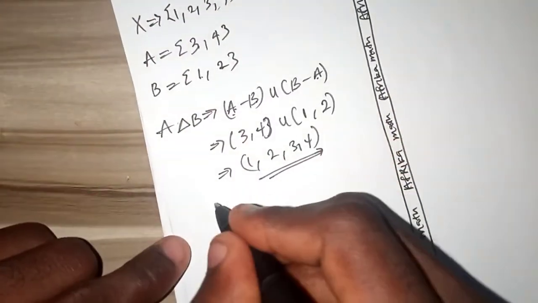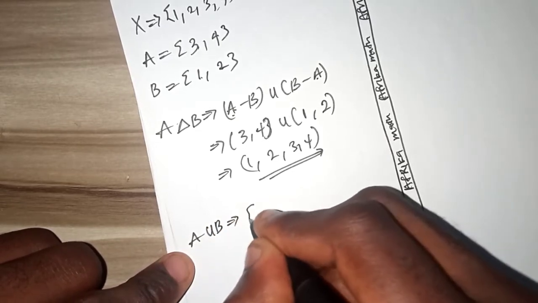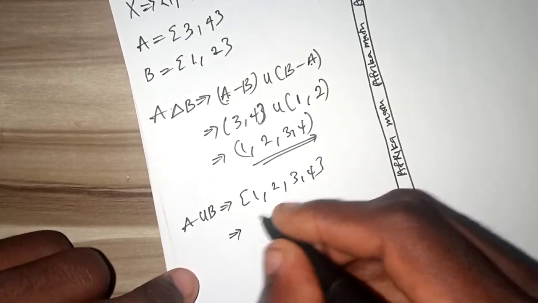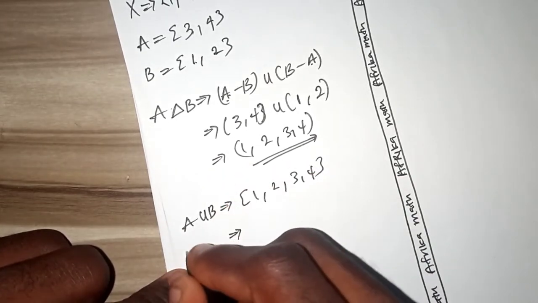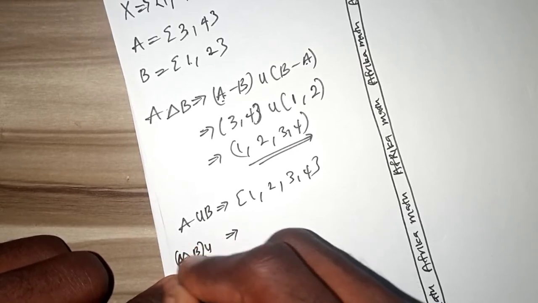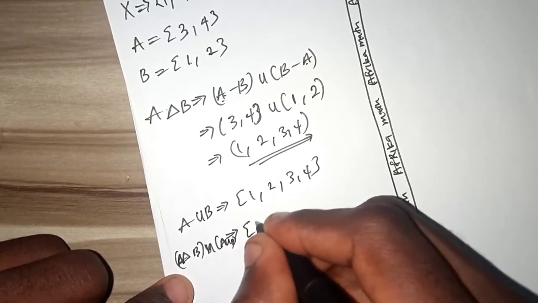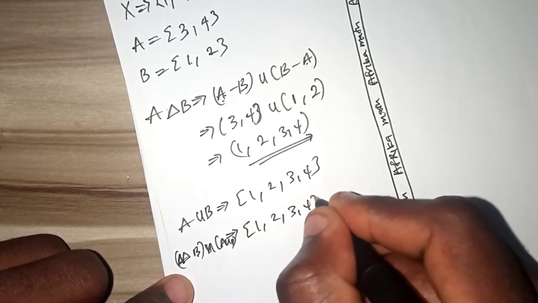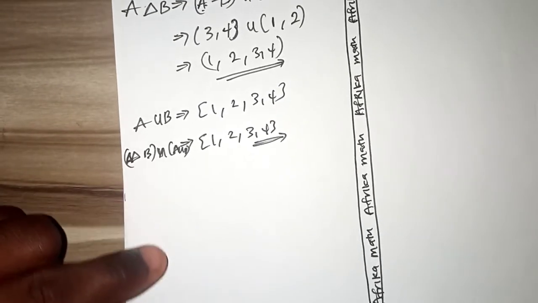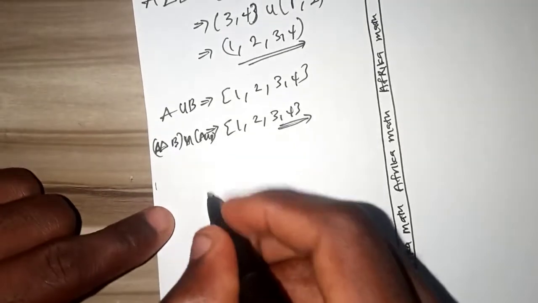Now, what is A union B? That will give you 1, 2, 3, 4. Then if you perform the operation, which is A symmetric difference B intersect A union B, you have the answer to be 1, 2, 3, 4. Maybe you are not clear with this. Let's try to do another formal proof before we go into our proving.